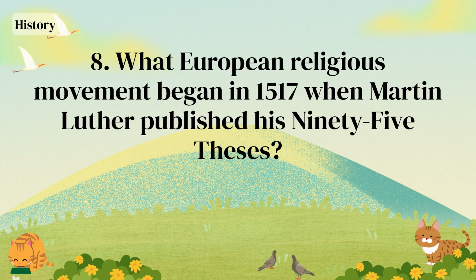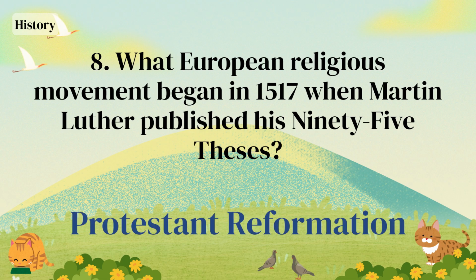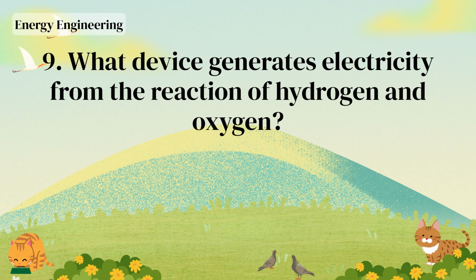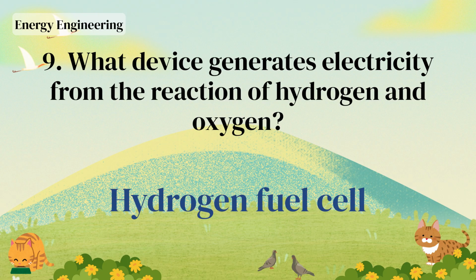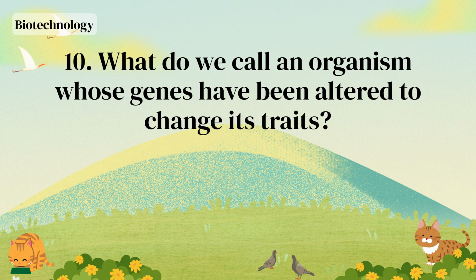Sublimation. What European religious movement began in 1517 when Martin Luther published his 95 Theses? Protestant Reformation. What device generates electricity from the reaction of hydrogen and oxygen? Hydrogen fuel cell. What do we call an organism whose genes have been altered to change its traits?